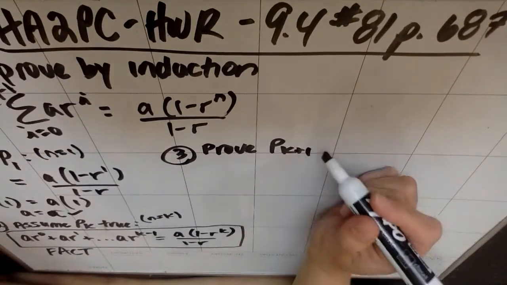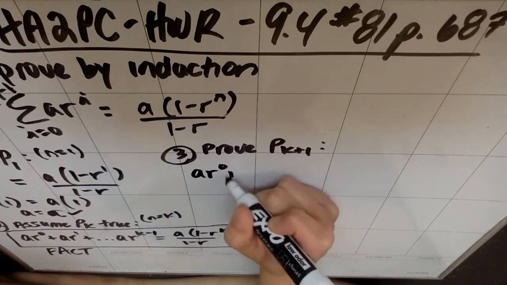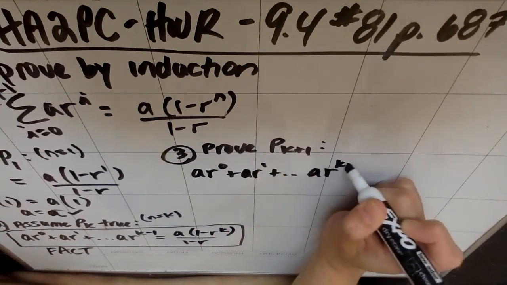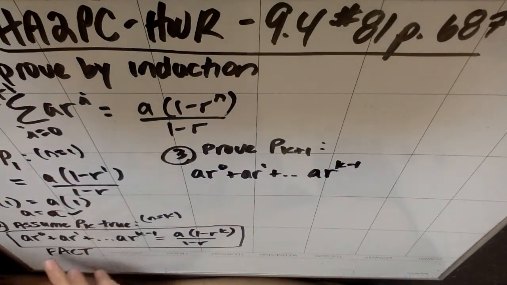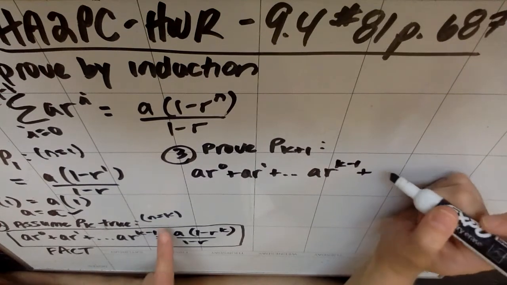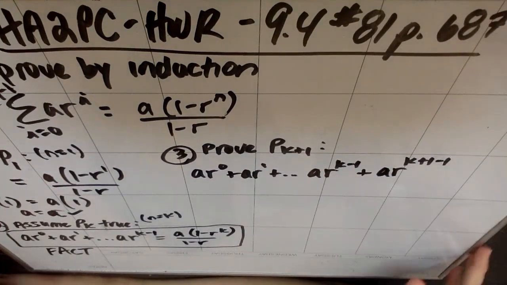So if I'm trying to prove P sub k plus 1, that's going to be a times r to the 0 plus a times r to the 1 plus up to a times r to the k minus 1, which was what we had in the last expression, right? Plus the last term, that would be the difference, which is the k plus 1th term. So a r to the k plus 1 minus 1, which we'll deal with in a sec, okay?